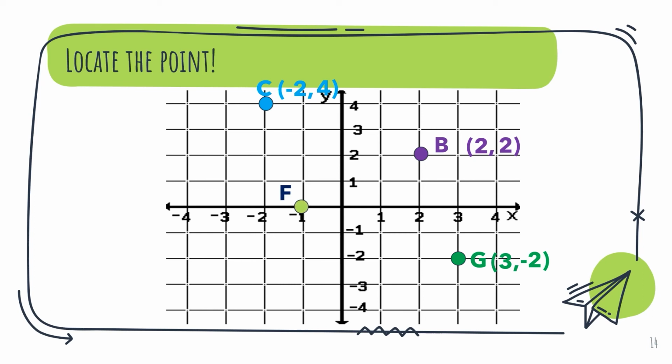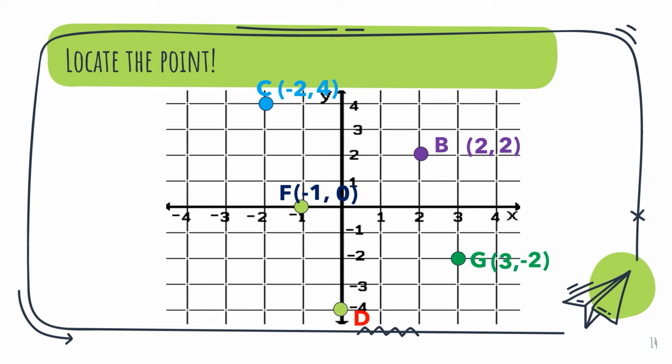How about point F? As you can see, point F is located on the x-axis. So its coordinate follows (x, 0). On the x-coordinate, we have -1 since it is 1 unit to the left, and it doesn't move along the y-axis, so its coordinate is 0. Point F now is located at (-1, 0).